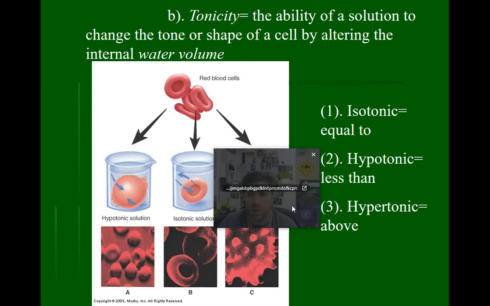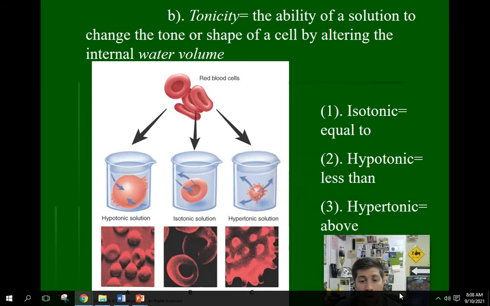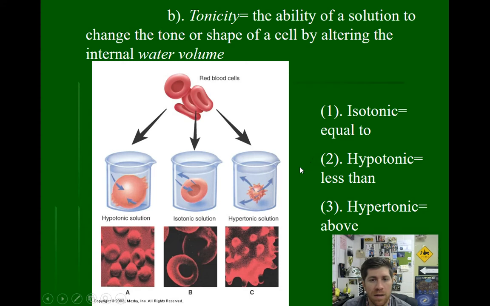Okay, and then the last biology review, I think, is tonicity. You'll remember there are really three types: isotonic, hypotonic, and hypertonic. Isotonic means we're kind of equal. Think about an isosceles triangle. I think that's the one that has all the same sides, kind of equal, equilateral.